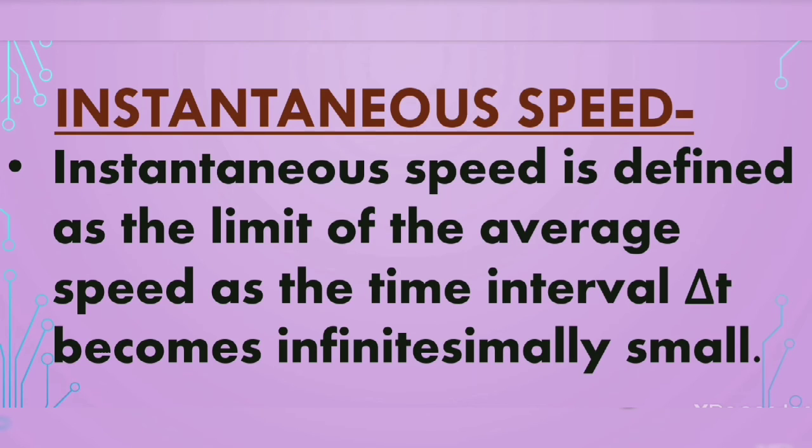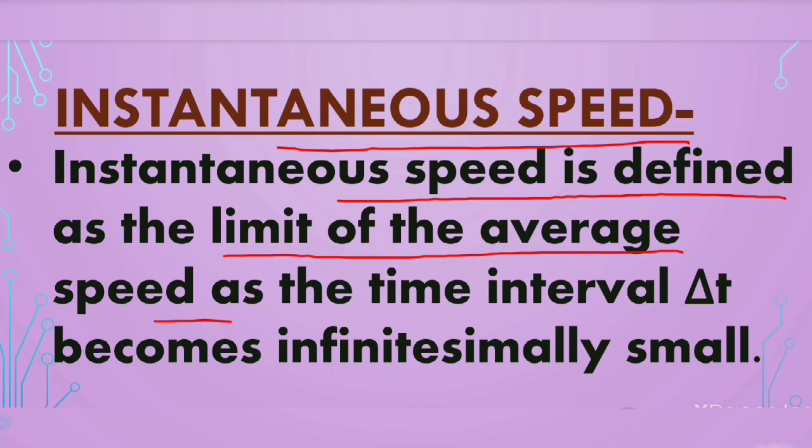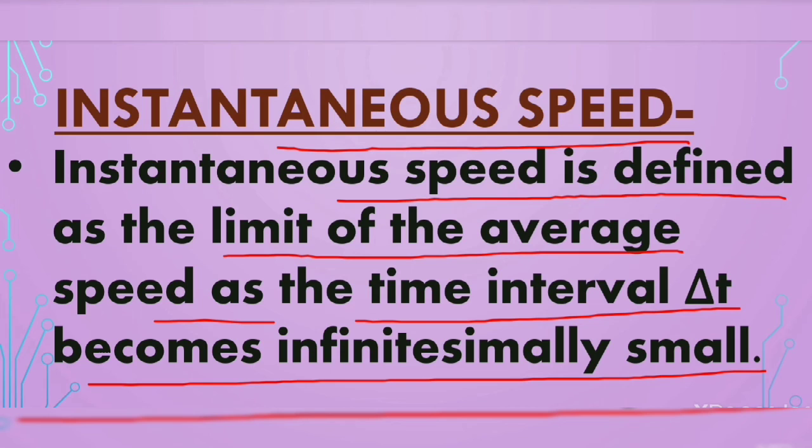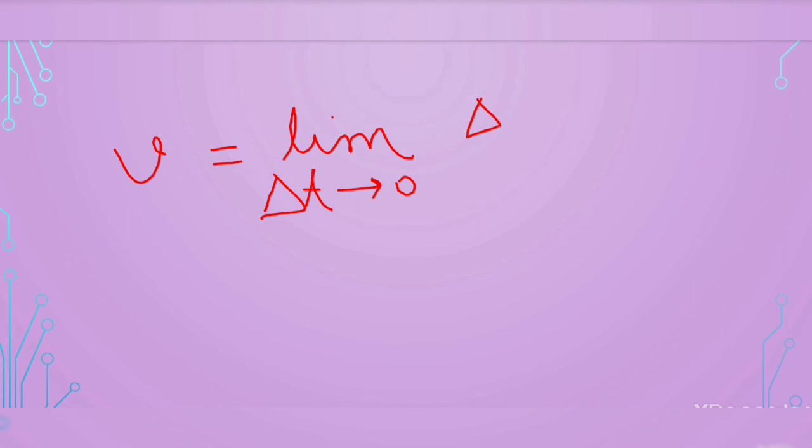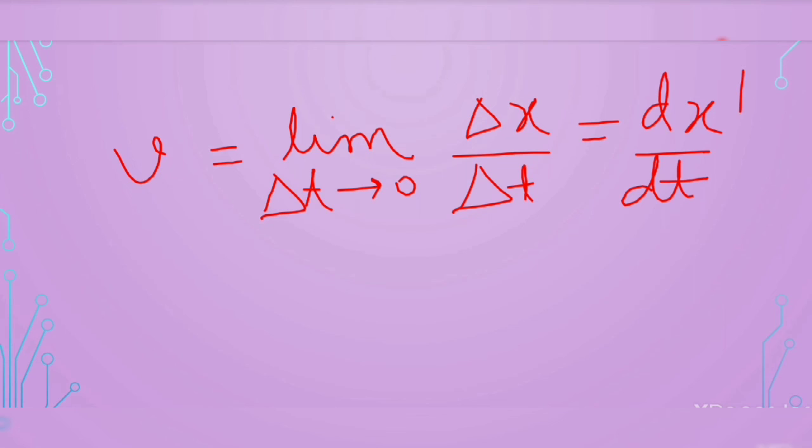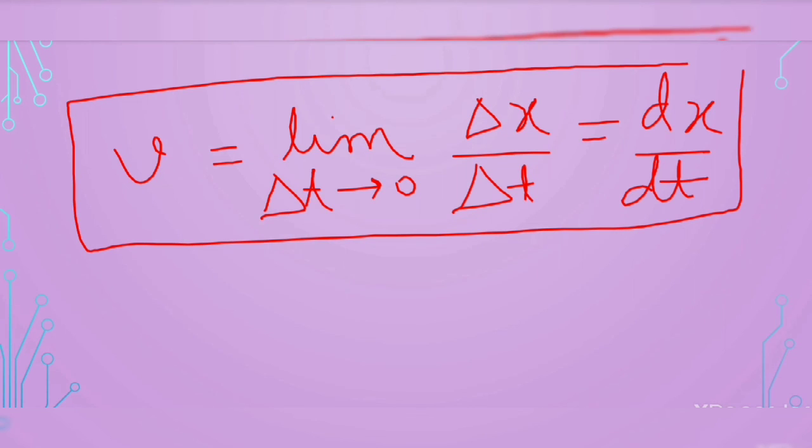Next one is instantaneous speed. Instantaneous speed is defined as the limit of the average speed as the time interval delta t becomes infinitesimally small. That is, instantaneous speed is equal to limit delta t tends to 0 of delta x by delta t, or it can be written as dx by dt. So this is the formula to calculate the instantaneous speed.